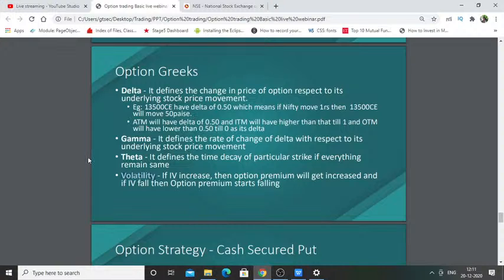So how to define IV as low or high, that's what I mentioned. Please go through that in my previous videos. So how can we trade in options?